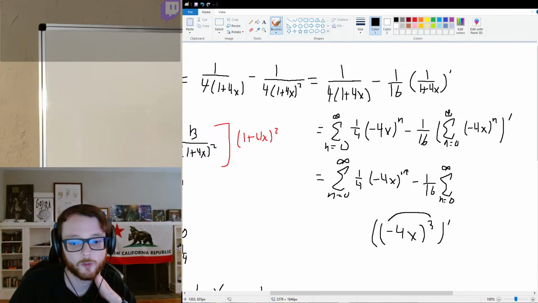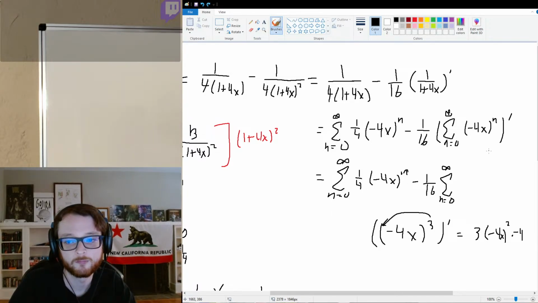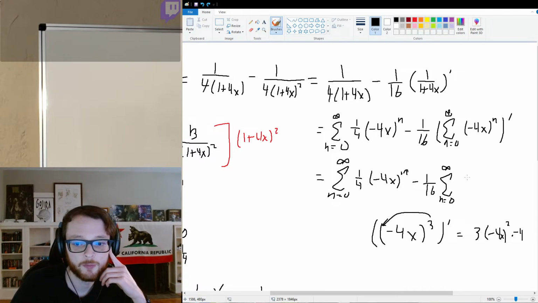You just do the power rule, subtract 1 from the exponent, squared, and then chain rule, multiply by negative 4. We can do the exact same thing here, just instead of 3, we have an n, and that's completely fine because n is just a number. So the n comes out front, minus 4x, now to the n minus 1, because you subtract 1 from the exponent, and then chain rule, we're going to multiply by negative 4.